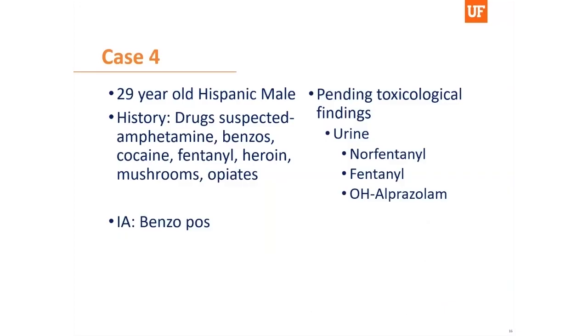Finally, case 4 involved a 29-year-old Hispanic male. The history only provided drugs that were suspected, which included an abundance of drugs such as amphetamine, benzodiazepines, cocaine, fentanyl, heroin, mushrooms, and opiates. Our immunoassay were only positive for benzodiazepines. This is one of our current cases, and therefore testing is still in progress. But for our pending toxicology findings, we have norfentanyl, fentanyl, and hydroxyalprazolam present in the urine.